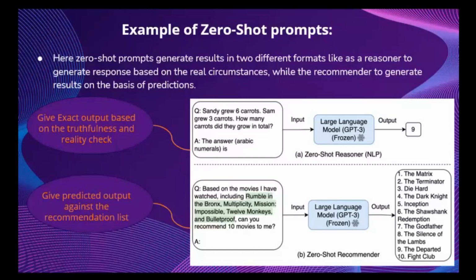Let's see the second scenario. Give predicted output against the recommendation list. So how can we craft this type of prompt? This prompt asks the LLM to generate the text that is consistent with the recommendation list. For example, if you write a prompt to ask the model like this, based on the movies you have watched, including Multiplicity, Mission Impossible, 12 Monkeys, and The Bulletproof, can you recommend 10 movies to me? The LLM would generate a list of 10 movies that are consistent with the prompt and that are also recommended by the LLM.